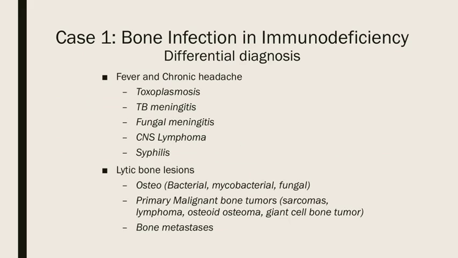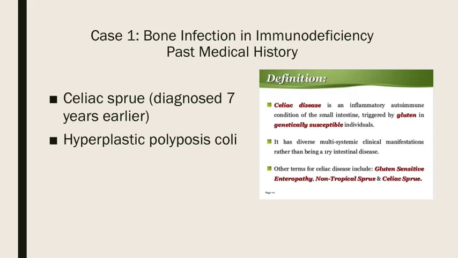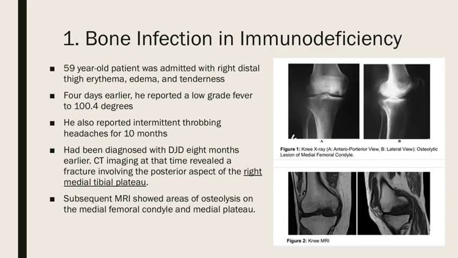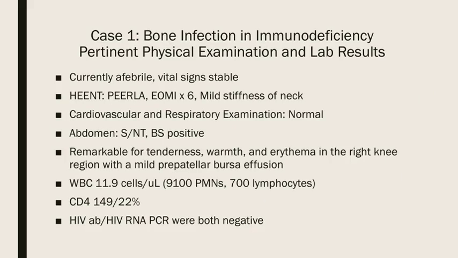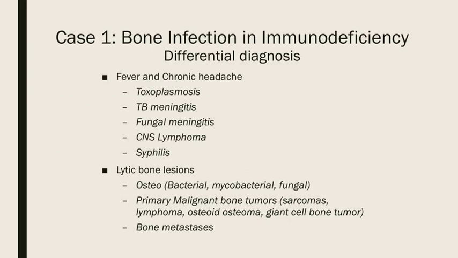So we were basically looking at the differential diagnosis of 2 different clinical manifestations. This chronic headache that the patient reported. So just a recap, throbbing headaches for 10 months, and also this osteolytic lesion of the tibial plateau. So when you think about the differential diagnosis of fever and chronic headache, we want to think about toxoplasmosis, which of course was more of an issue.